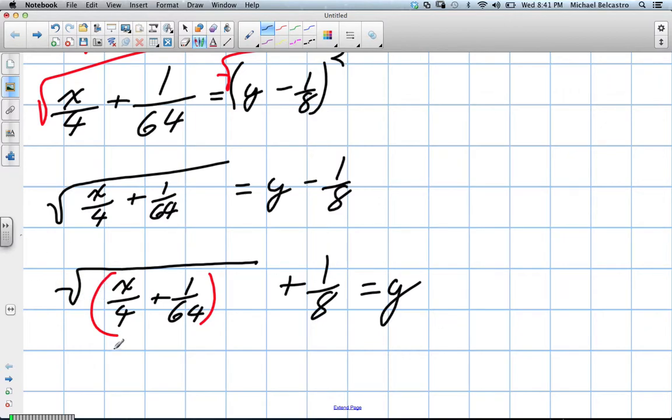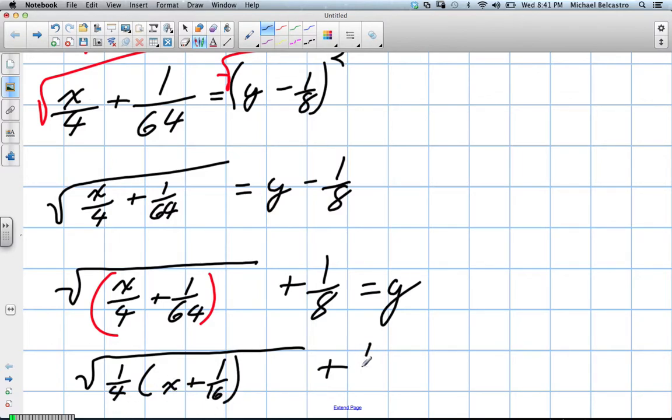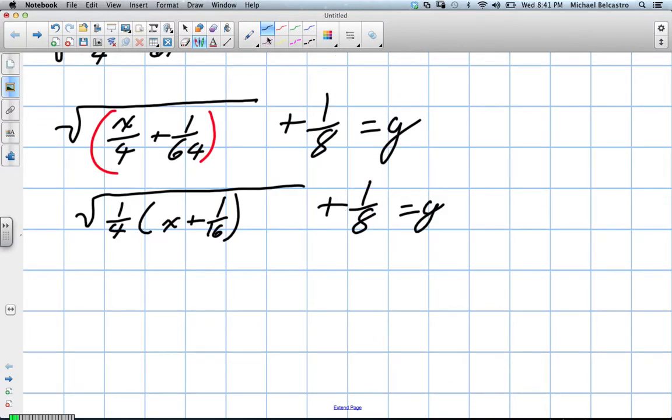We're used to looking at something like k. Well, this becomes the root of a 4th times x plus a 16th. That looks a little more like our x is normal, and plus 1/8 equals y. I'll bring the y to the other side because we're used to seeing y over there. Can I do that? No, I can't. I'll just write it over here. Y is technically equal to this.